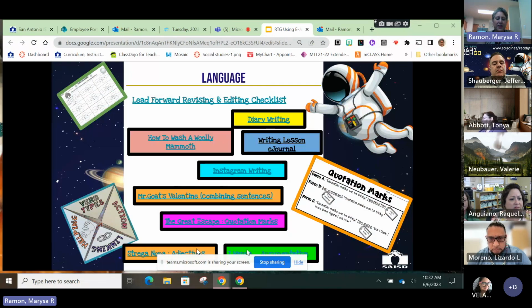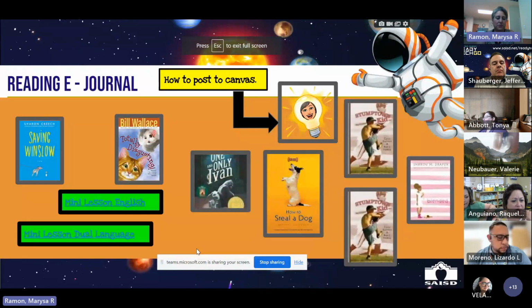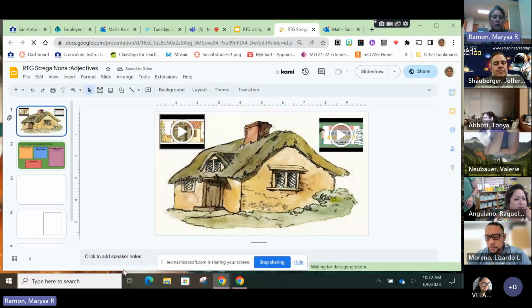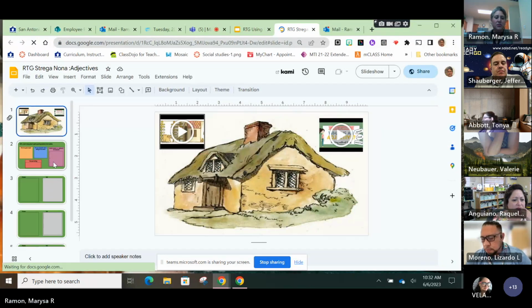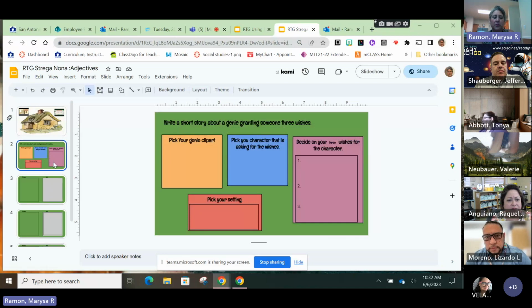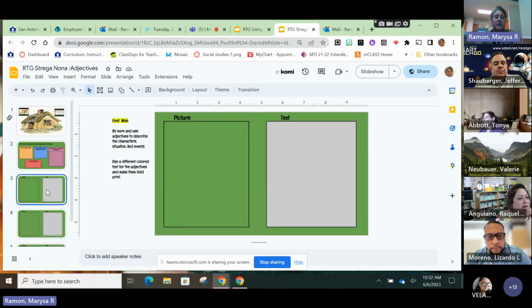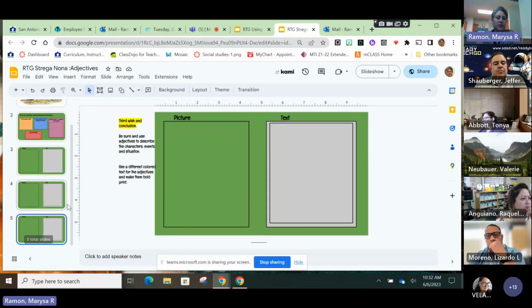We did adjectives, Stregonona. Oh, sorry, I went 1 slide over. Stregonona. And just real quick, this week we were working on adjectives. So there were a couple questions to get them organized for their writing. They were going to write a story about a genie granting someone 3 wishes, organize their writing, and then the same thing, the first wish, so their picture and their text, and their second wish, picture and text, and third wish. So it's just kind of guiding how fluent the story would go.